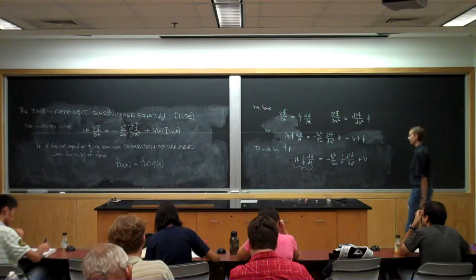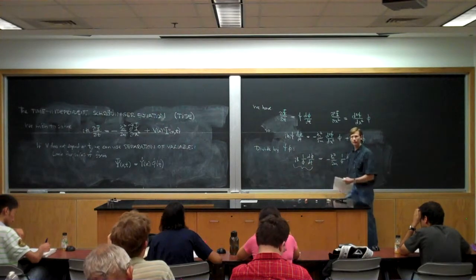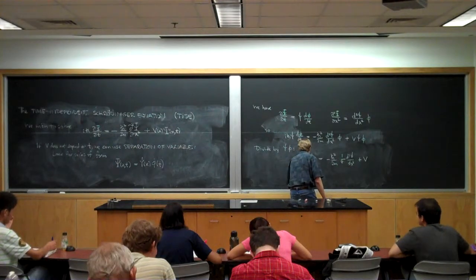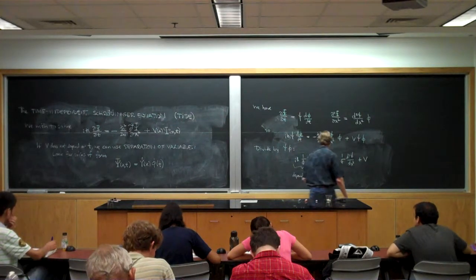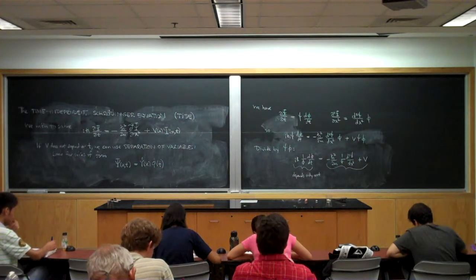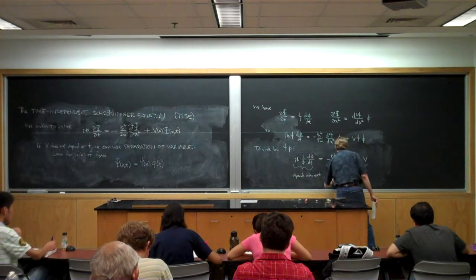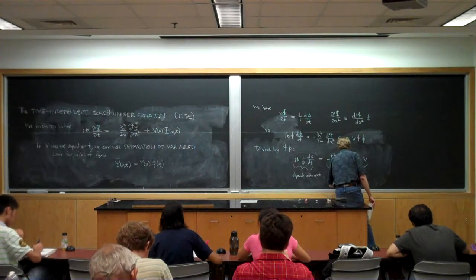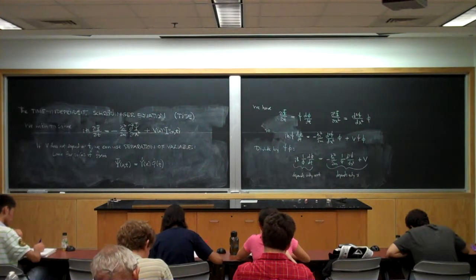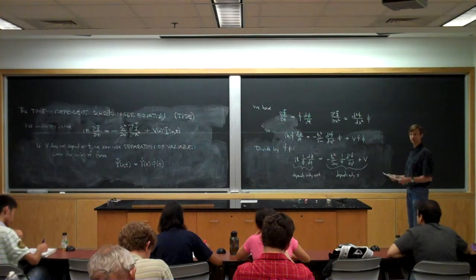And the thing to note here is that on the left-hand side, there's nothing that depends on x. So the left-hand side depends only on t. And the right-hand side has nothing that depends on t. All the things in the right-hand side are functions only of space, of x. So the right-hand side depends only on x. Questions?